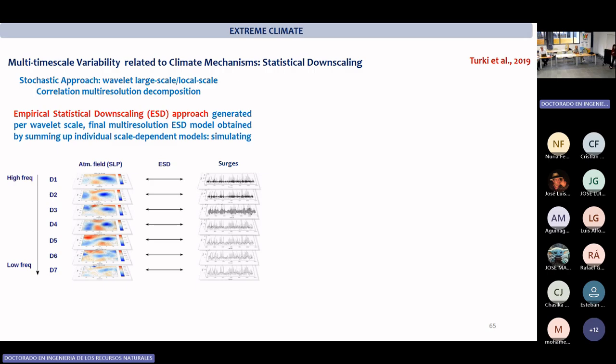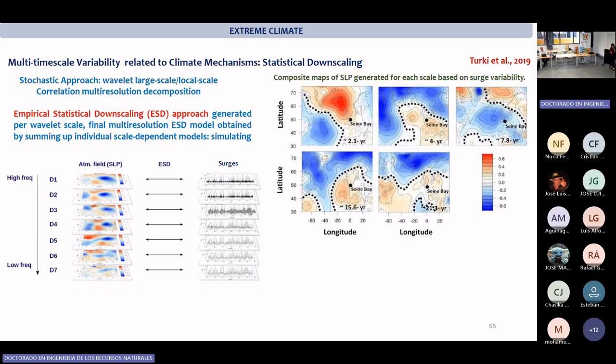So we have decomposed all the signals into different components, and we have done the same for the atmospheric field, or sea level pressure. And then we have connected them one by one: for each frequency, we have connected the local variable of surge to the atmospheric circulations. And we saw, it's a very interesting paper, this one, that the connection between the local-scale surge and the atmospheric circulations is different depending on the scale. It's not constant, it's not stationary. It's changing according to time.